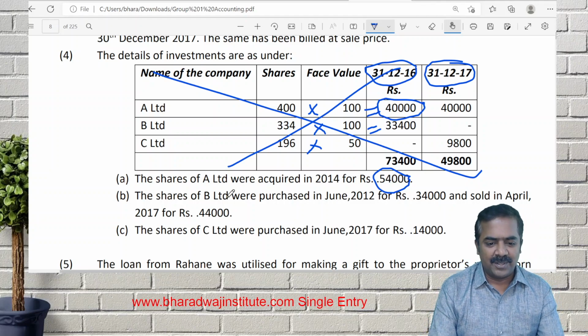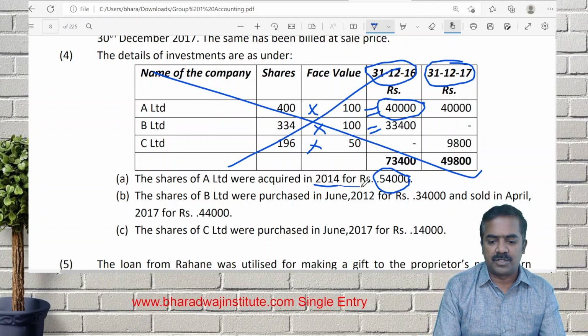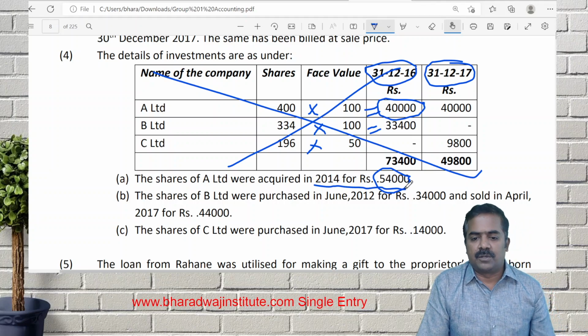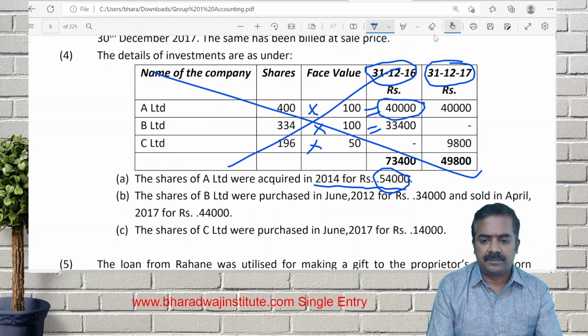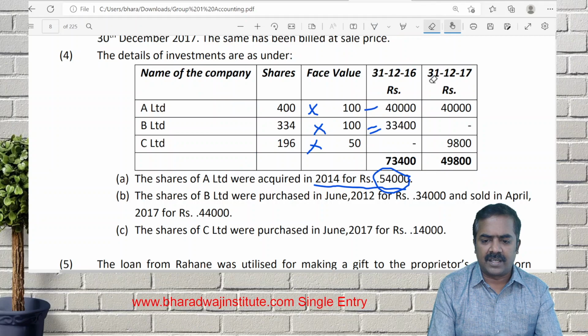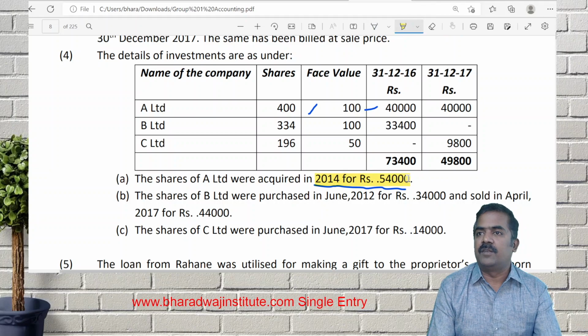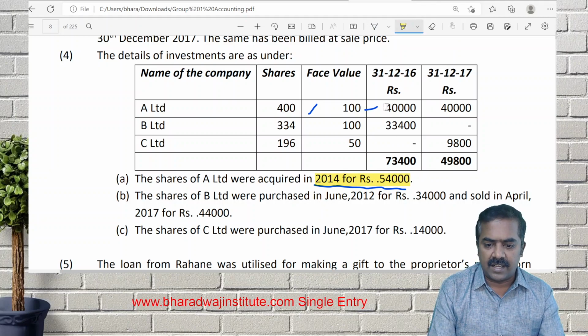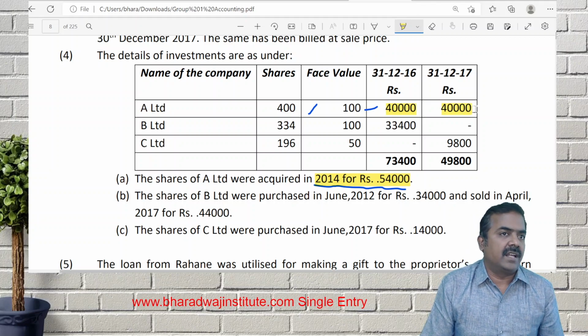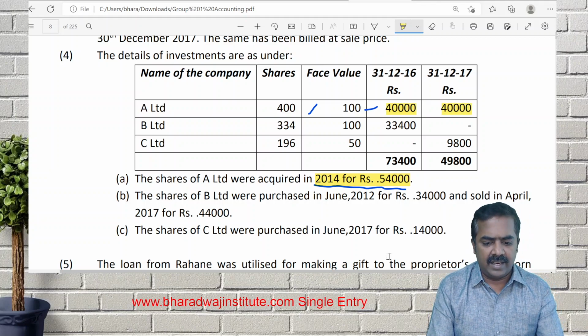Okay. So, A Limited acquired for how much? In 2014, for how much? 54,000. That's the cost. A Limited shares, how much was purchased for in 2014? 54,000. Is there a market value available for this? No. And it is stated in the statement that it was there at the beginning as well as at the end of the year.